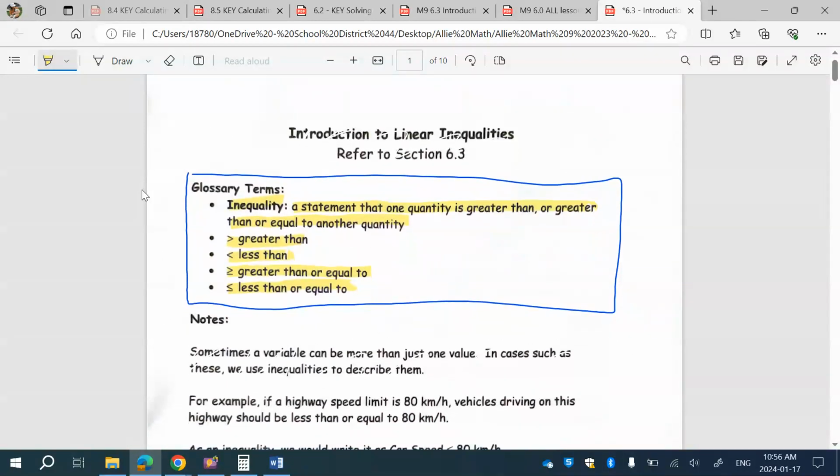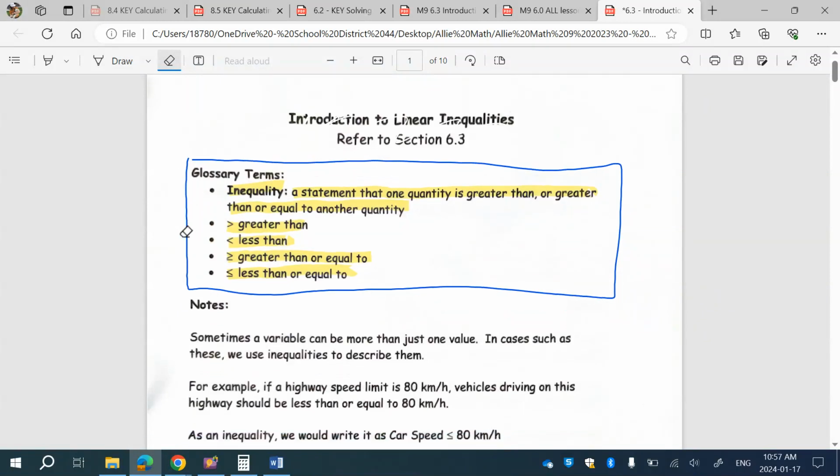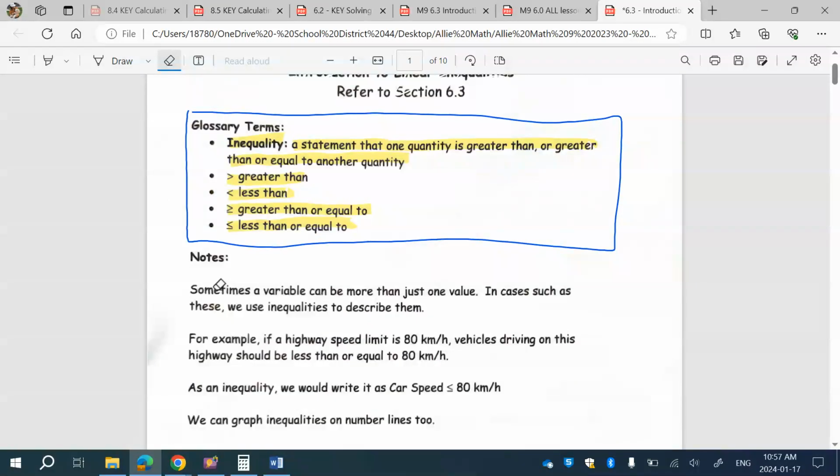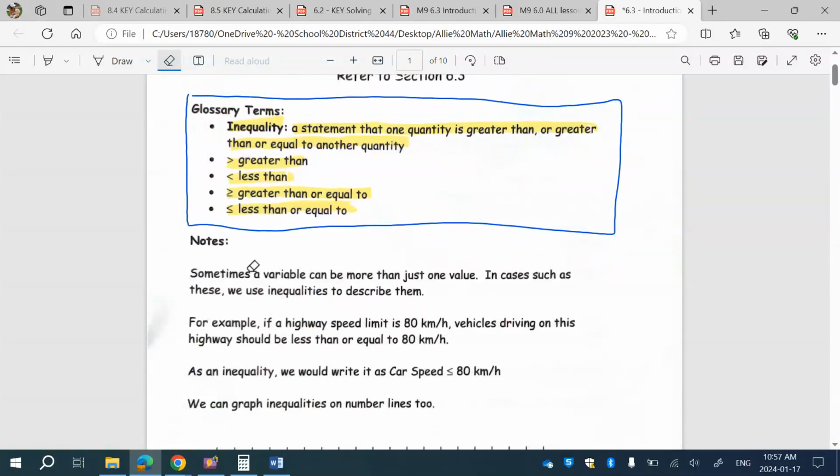I'll give you folks a couple minutes to get that down. If you could pause it here and write down this part in your notes section, that'd be great. And I will read this part. I like this description, actually. Some notes: sometimes a variable can be more than just one value.